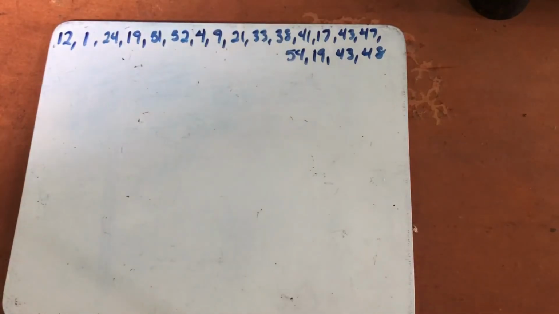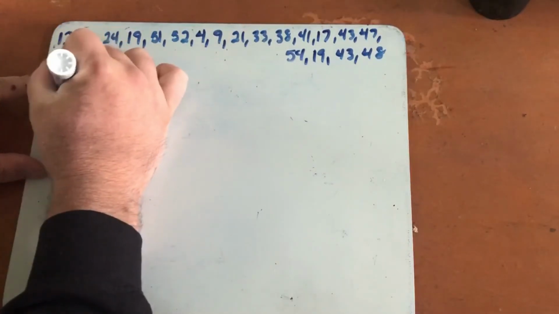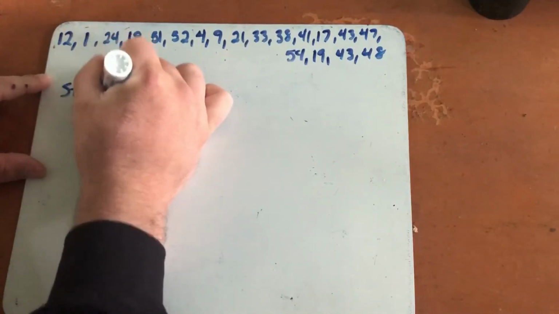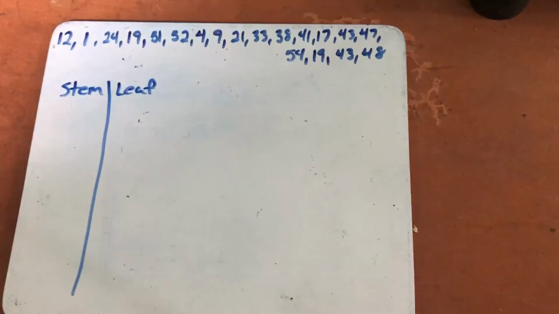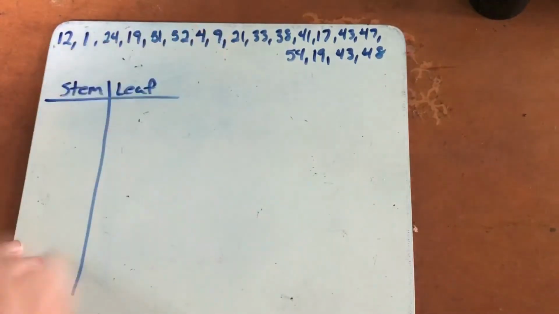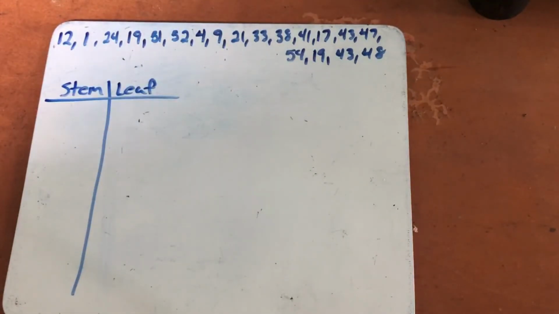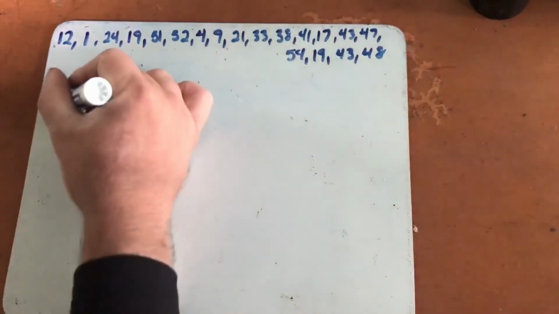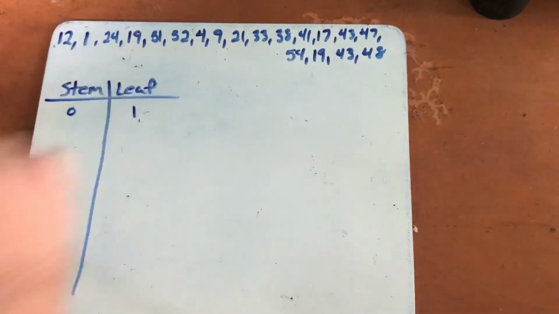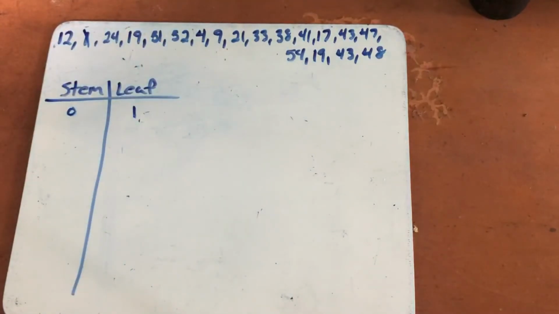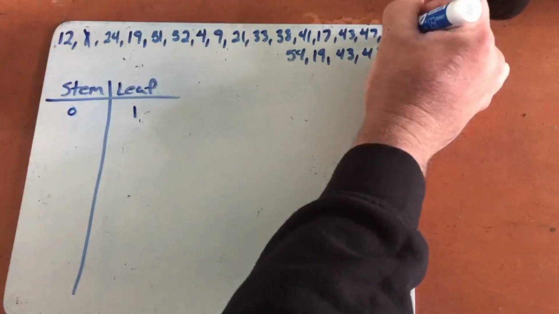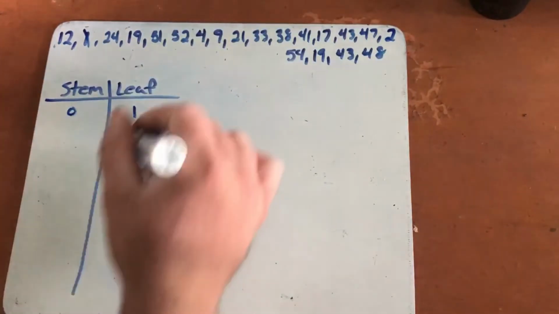All right, the first thing I like to do is make sure I set it up in a stem and leaf plot. It lets me wrap my head around kind of what the numbers are. When I do my stem and leaf plot, the stem is the number in the tens place, the leaf is the number in the ones place. So my first number is 1, so that means it has a tens unit of 0. So we have 1, and then we have a 2, which is right there. So there's my 2.